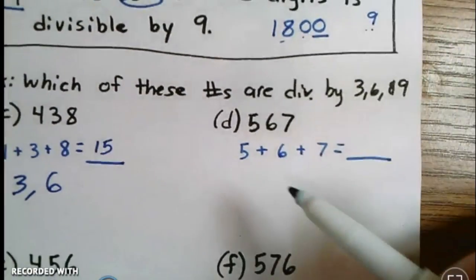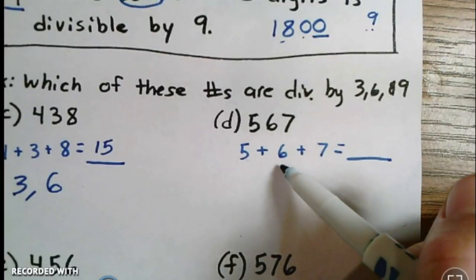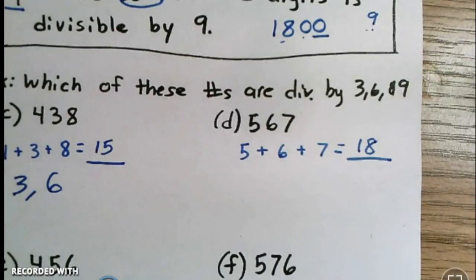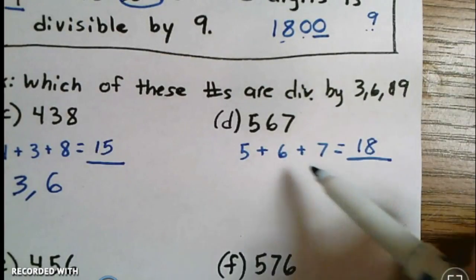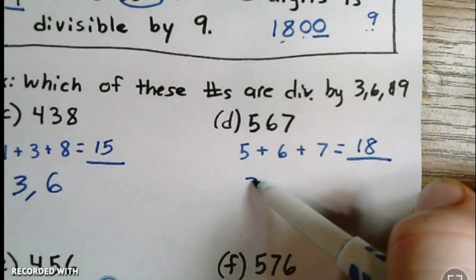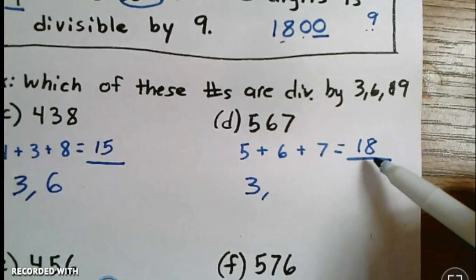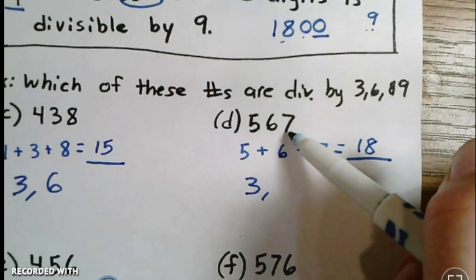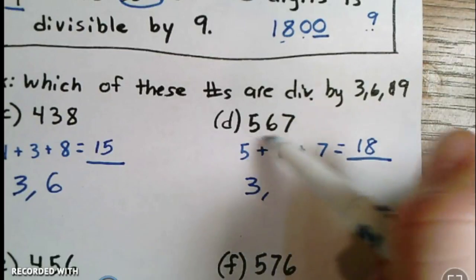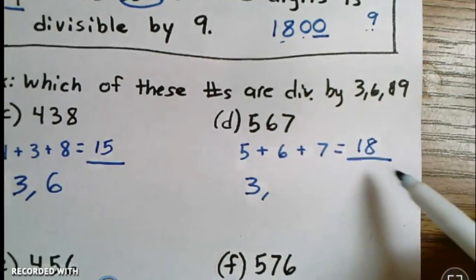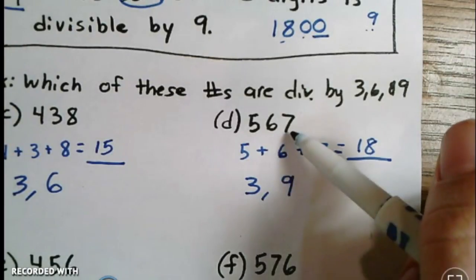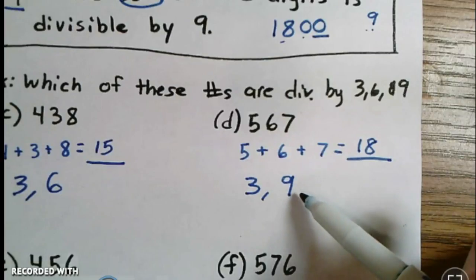What about this one? 5 plus 6 is 11. 11 plus 7 is 18. Is 18 divisible by 3? Yes. Is 18 divisible by 3 and is 567 even? Nope, this number's not even, so it's not divisible by 6. Is 18 divisible by 9? Yes, so this number, 567, is also divisible by 9.